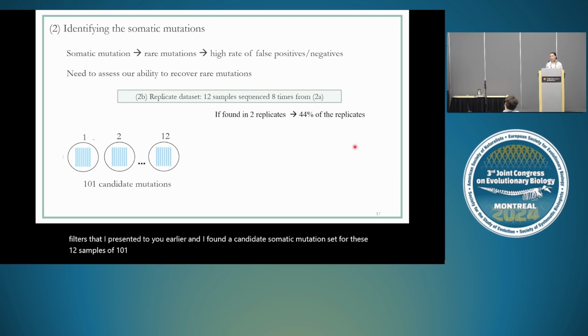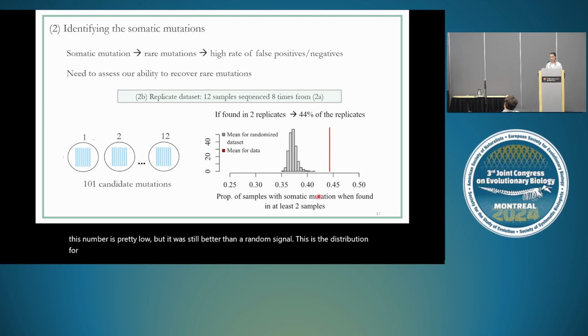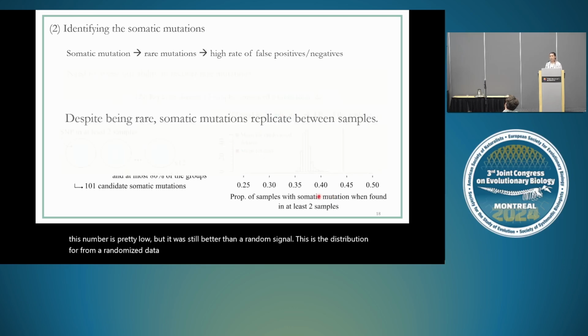What we found is that if a mutation is found in 2 out of the 8 samples within the group, it was found in approximately 44% of the rest of the replicates. This number is pretty low, but it was still better than a random signal. This is the distribution from a randomized data set. So despite being rare, these somatic mutations replicate between samples.